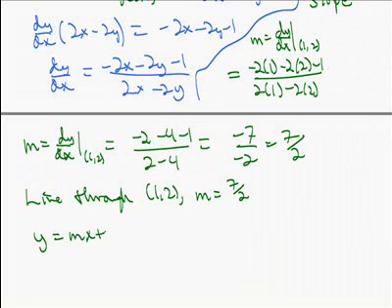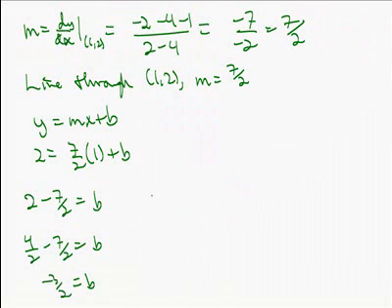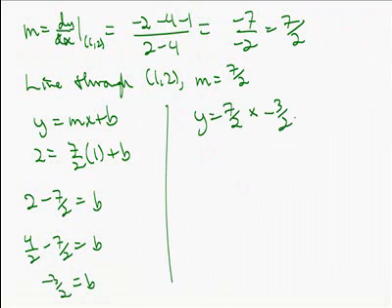So let's go ahead and use y equals mx plus b form on this one. So y, which is 2, equals our slope m of 7 halves times x, which is 1, plus b. We want to solve this for b to find the equation of our line. So it looks like 2 minus 7 halves will be b. We can write 2 as 4 halves. So b is negative 3 halves. And so the equation of our line then is y equals 7 halves x minus 3 halves.